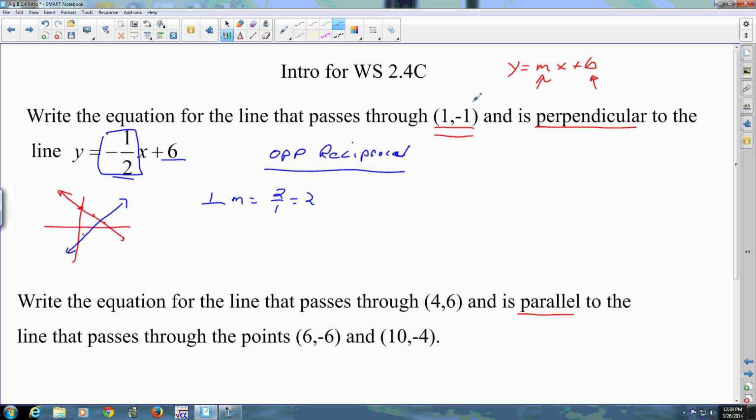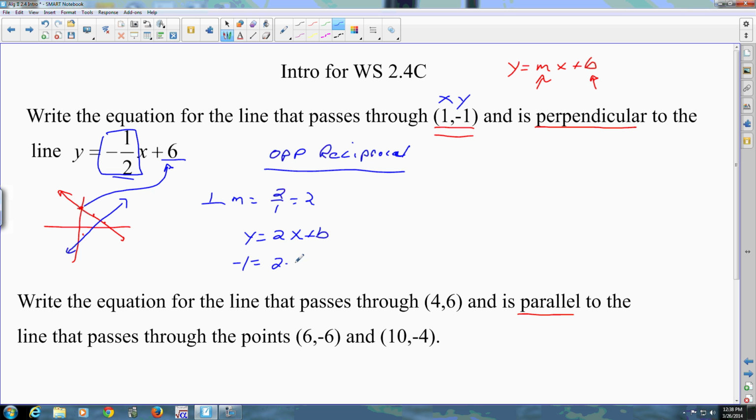And it's going through this point. So you don't use this y-intercept. This y-intercept has to do with this line. So you're not using that y-intercept, you have to find a new one. So you know this much information so far. This is going to be the new slope, and you have to find a new y-intercept using this x and y value. So do what you did in yesterday's assignment, fill them in.